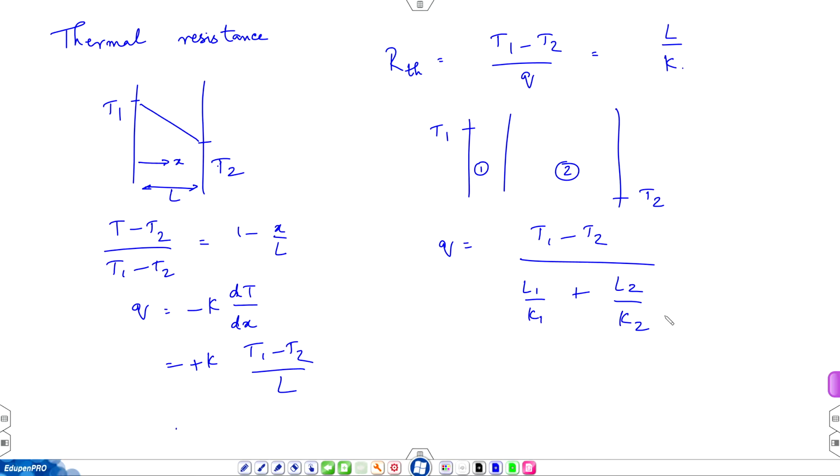Now, Q equal to minus k dT/dx can be evaluated for any x, but it is independent of x. So, you may evaluate for x equal to 0. Okay, so you see that this is an example of resistances in series.